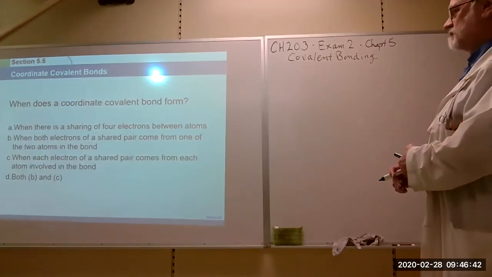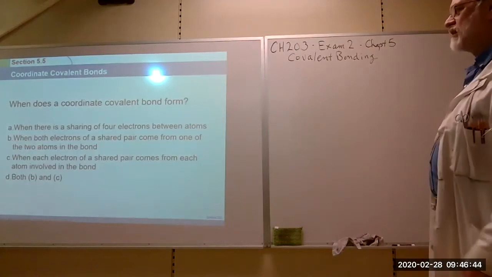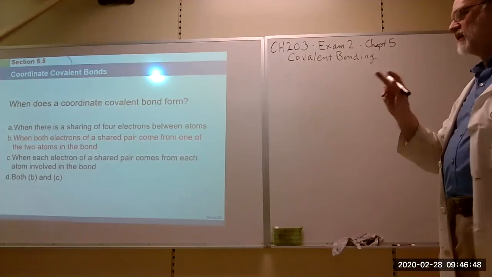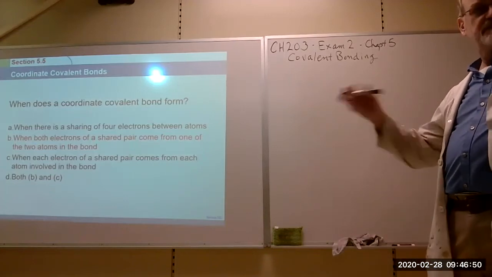Okay. When does a coordinate covalent bond form? When both electrons of a shared pair come from one of the 2 atoms. That's the definition.